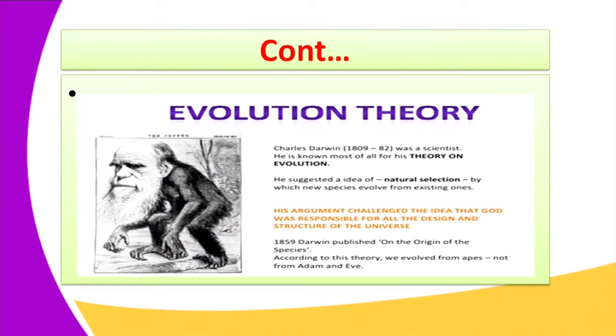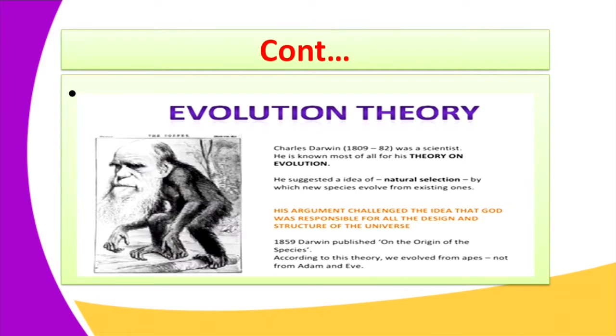So, the evolution theory was given by Charles Darwin. Charles Darwin was born in 1809 and died in 1882, and he was a natural scientist. He is known most of all for his theory, the theory of evolution, and he suggested the idea of natural selection. We shall discuss these distinct stages.